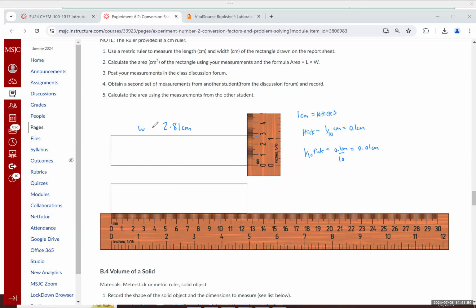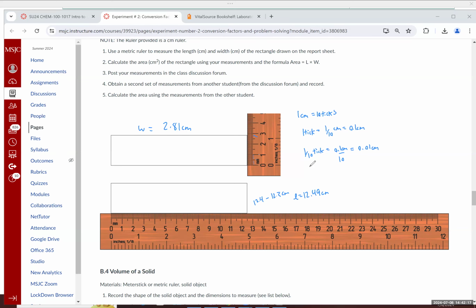This is going to be the width. Now let's do the length measurement. We're a little bit between 12.4 and 12.5 centimeters. So I'm going to estimate this to 12.49 centimeters for the length.